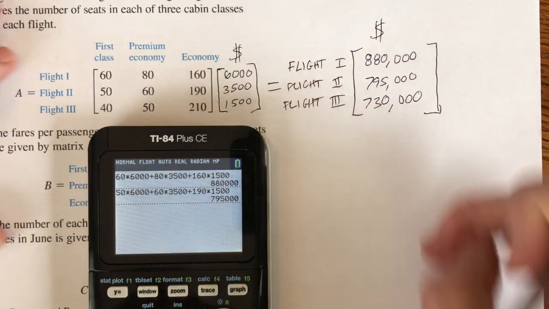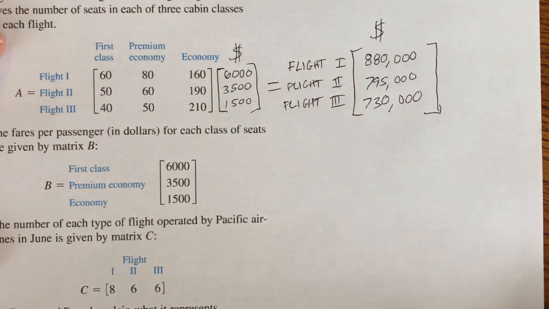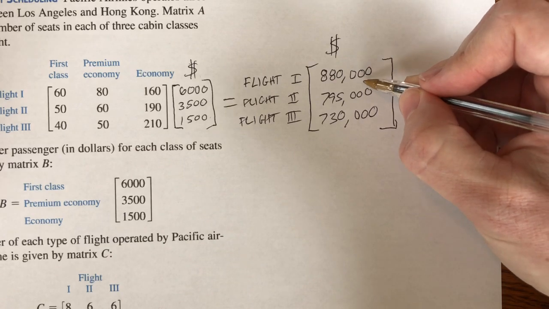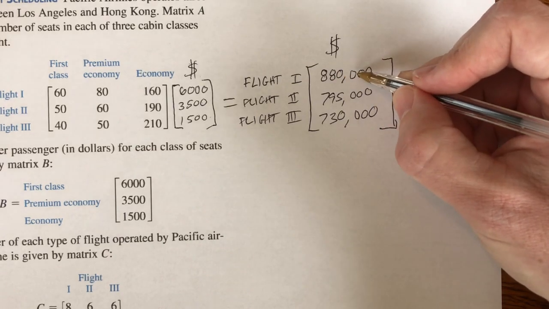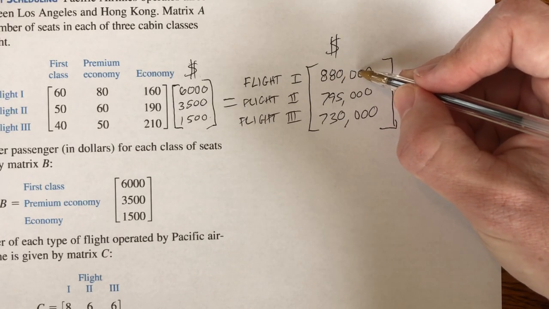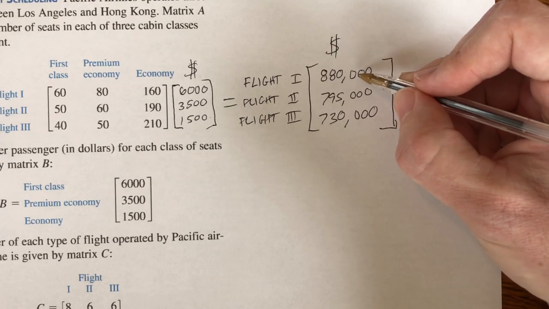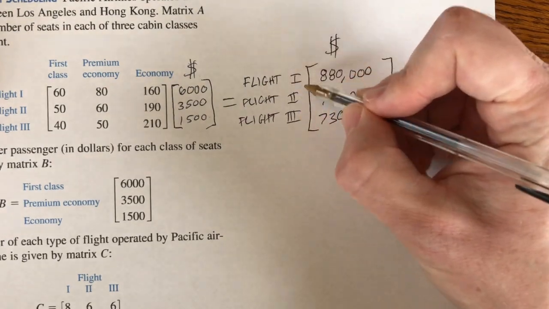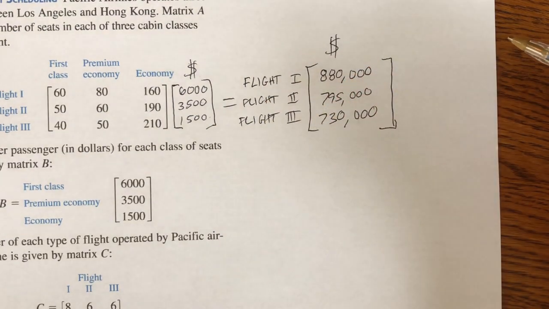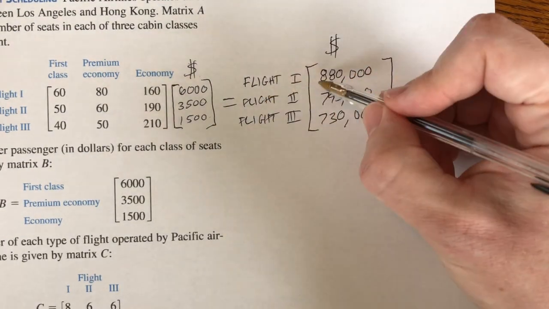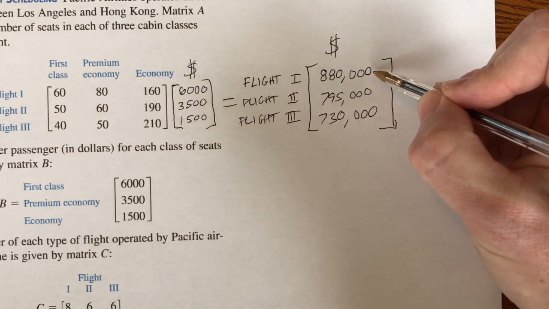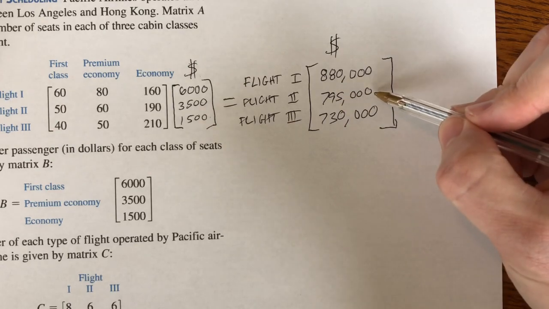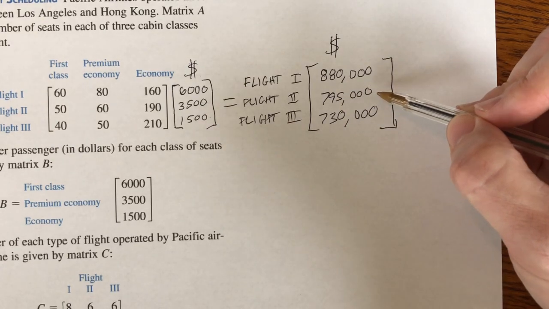All right, now we need to interpret the meaning of this. So what does this mean? Well, these results would tell us the total amount of fares per passenger for flight 1, flight 2, and flight 3. So for flight 1, the total fare amount would be $880,000. For flight 2, the total fare amount would be $795,000, so on and so forth.